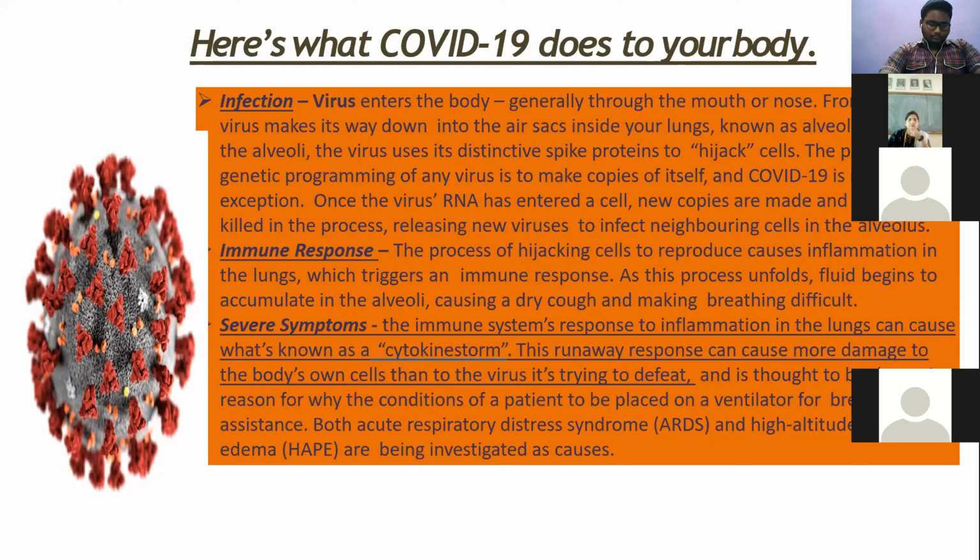Immune response. The process of hijacking cells causes inflammation in the lungs, which triggers an immune response. As a result, fluid accumulates in the alveoli, causing dry cough. Severe symptoms. The immune system responding to inflammation in the lungs can cause a cytokine storm. This runaway response harms the body's own cells more than the virus it's trying to defeat, and is thought to be the main reason for admission of people to ventilators. And at last, both acute respiratory distress syndrome (ARDS) and high altitude pulmonary edema (HAPE).